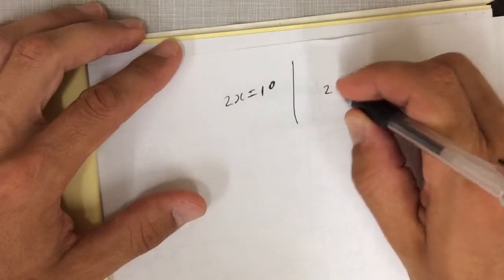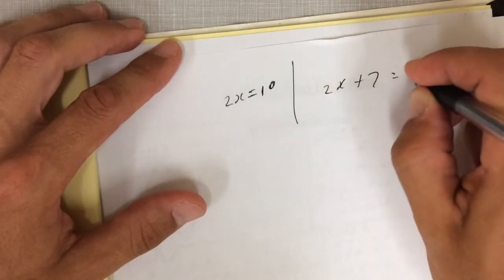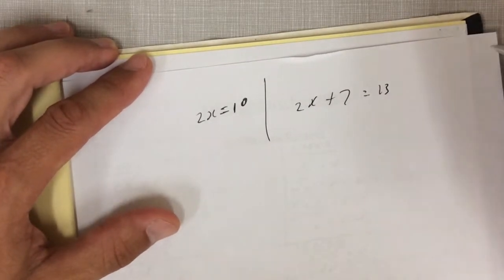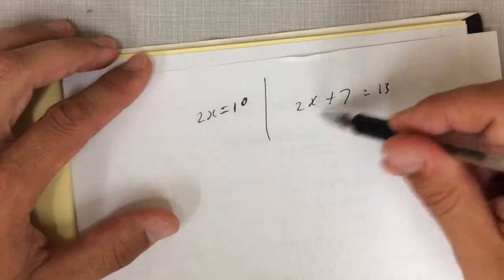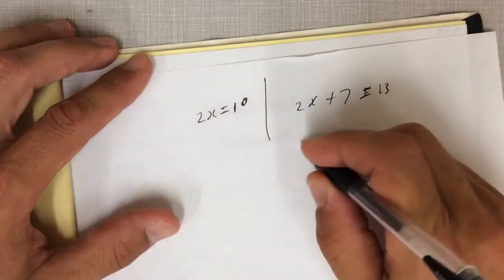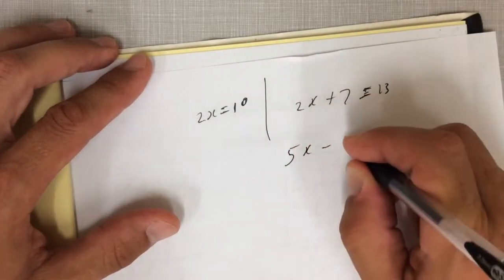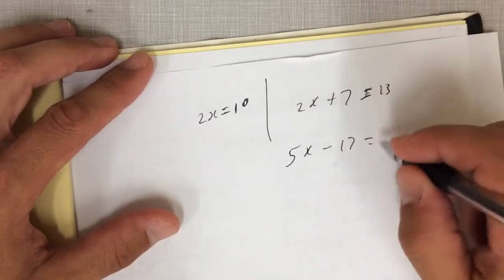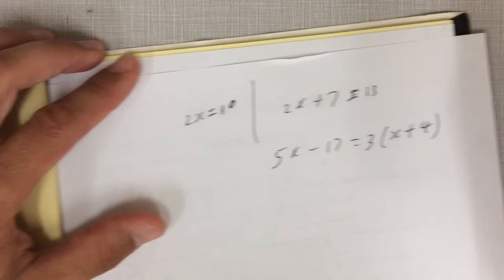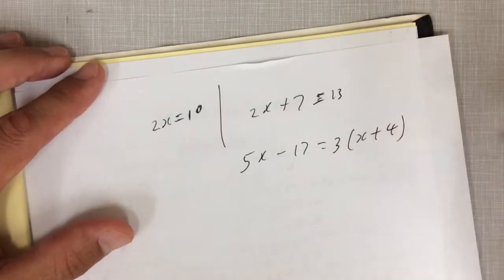and you might have something like 2x plus 7 equals 13. How do you solve for then what x is? It's not as obvious in this one, but there's methods for doing that. And you might have something like 5x minus 17 equals 3 times x plus 4. Okay, and how do you solve for x in that one?